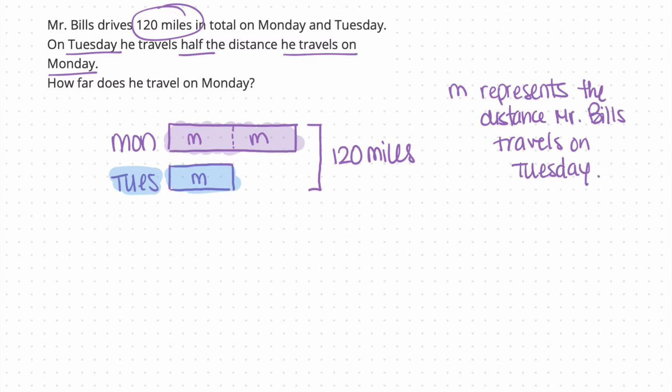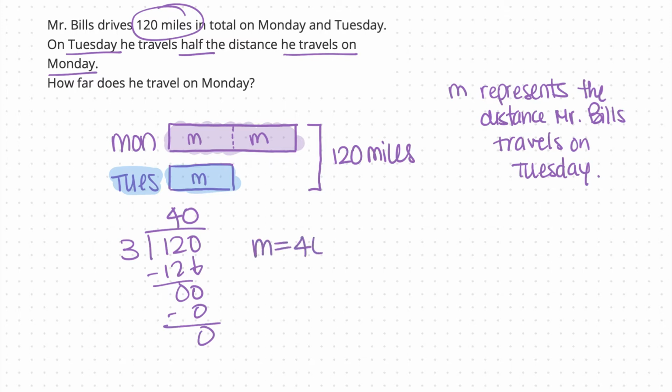We have 3 of these little parts equal to 120, so that means I need to do 120 divided by 3. So 3 goes into 12 4 times, 12, 0, bring down the 0, and that's 0. We have no remainder, which means that each M is equal to 40. So this is equal to 40, this is equal to 40, and this is equal to 40.